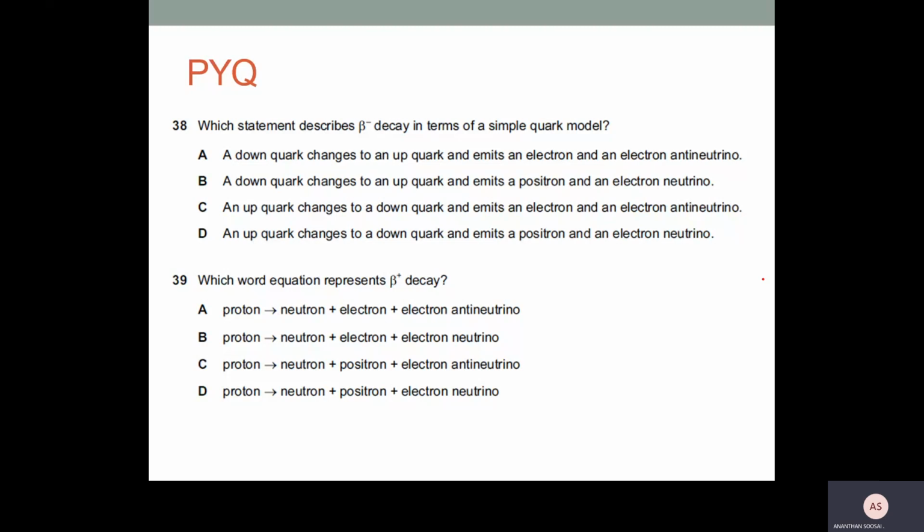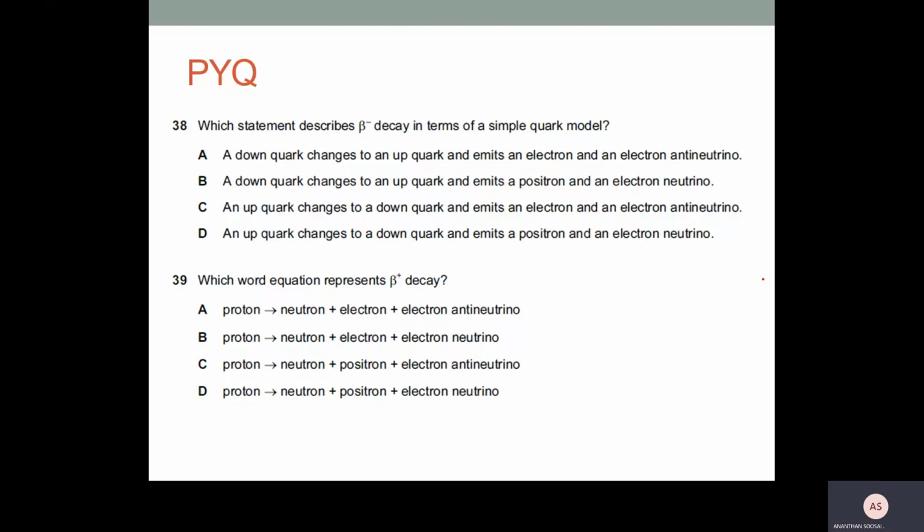Which statement describes beta negative decay, beta minus decay, in terms of simple quark models? Beta negative, what changed to what? Neutron changed to proton, or proton changed to neutron? Neutron changed to proton. What is the composition of the neutron? Down, down, up becomes up, up, down. So a down quark changes to an up quark, and emits an electron and an electron antineutrino. So A is the answer.